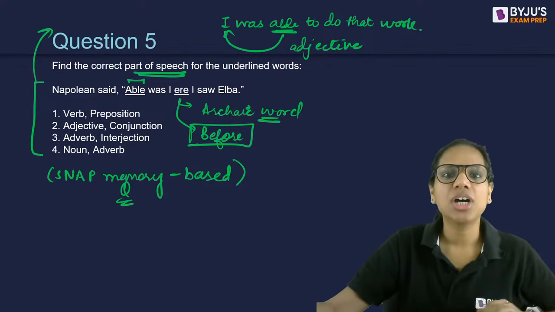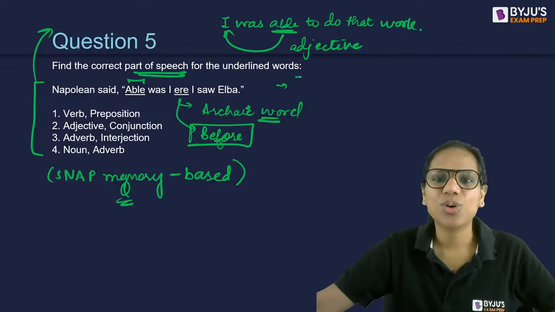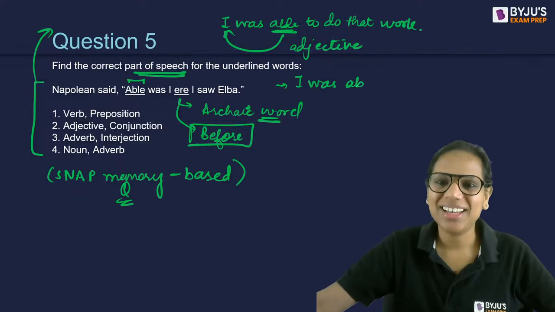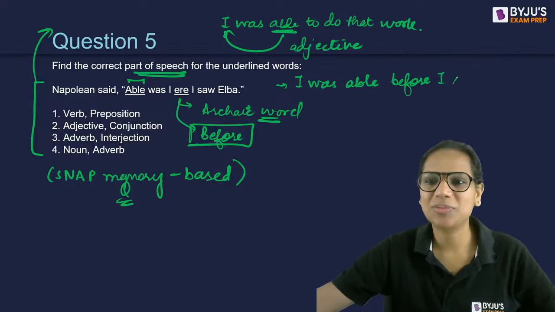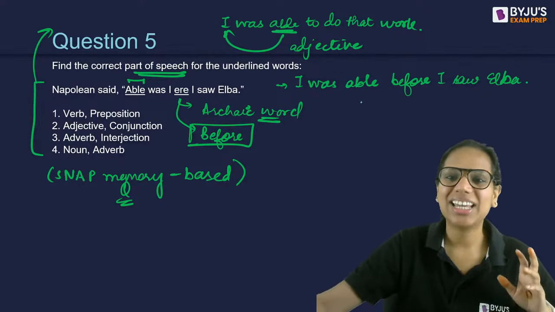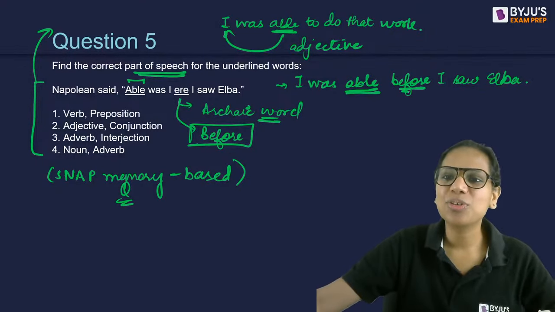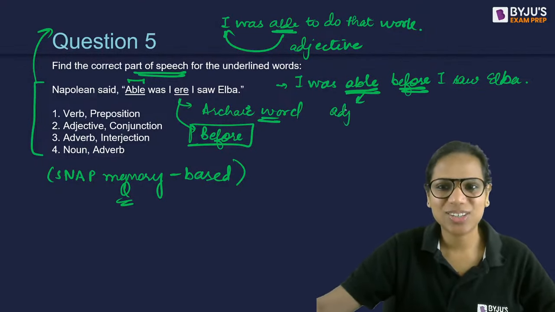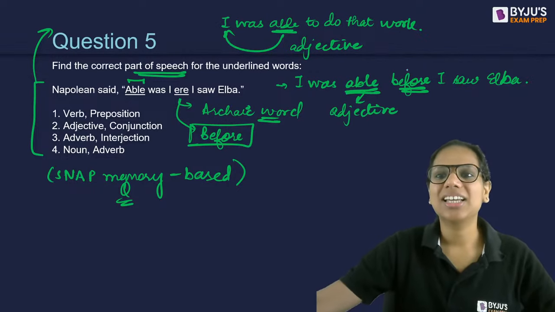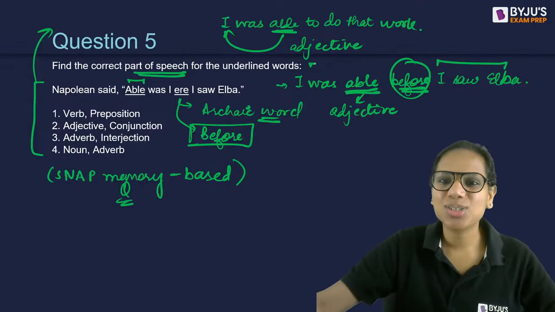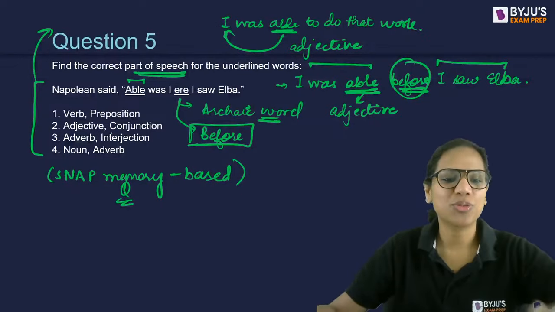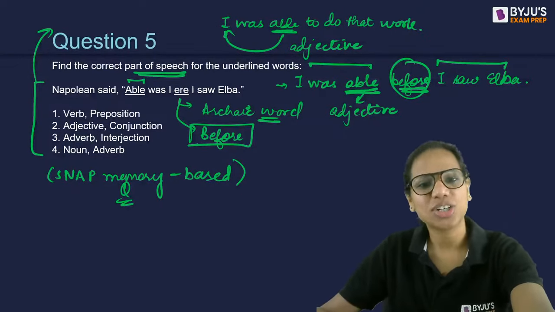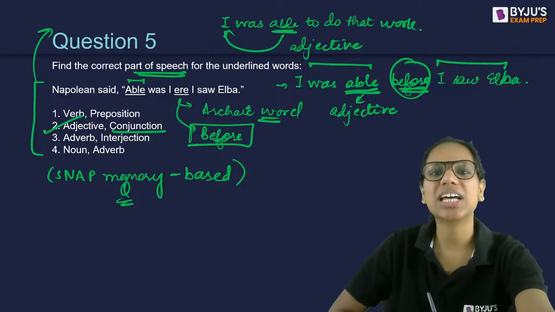So what this person wants to say is, I was able before I saw Elba. So Elba did something to him and he became a not so capable man, right? So I was able before I saw Elba. Able is an adjective here, and er is before, joining these two ideas. I was able, I saw Elba. So what is before then? It is a conjunction. Absolutely. So two is our answer here.